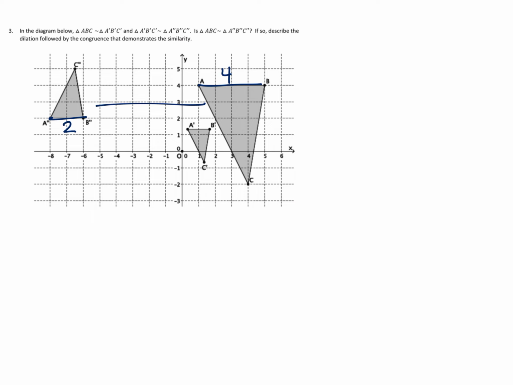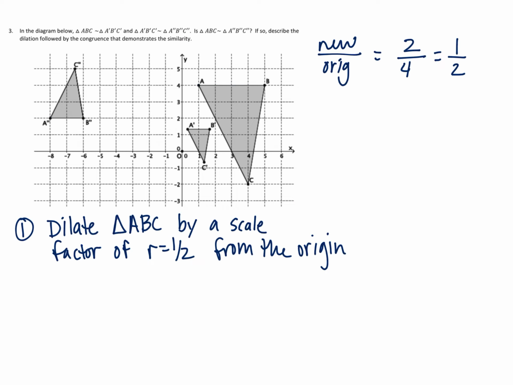So we are going to dilate. Our first step is to dilate triangle ABC by a scale factor of r equals 1/2. And we are going to do this from the origin. Currently, point A is at (1, 4). B is at (5, 4). And C is at (4, -2).